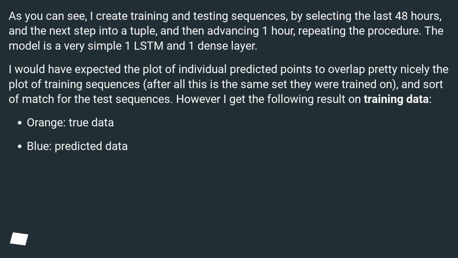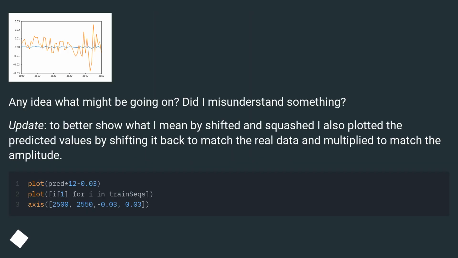I would have expected the plot of individual predicted points to overlap pretty nicely the plot of training sequences. After all, this is the same set they were trained on, and sort of match for the test sequences. However, I get the following result on training data. Orange, true data. Blue, predicted data. Any idea what might be going on? Did I misunderstand something?